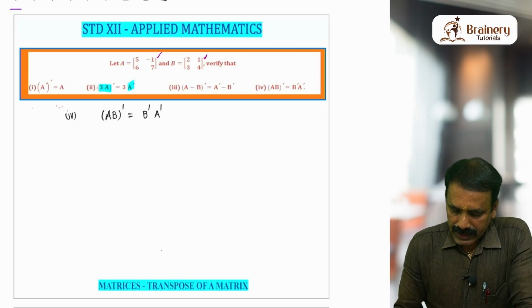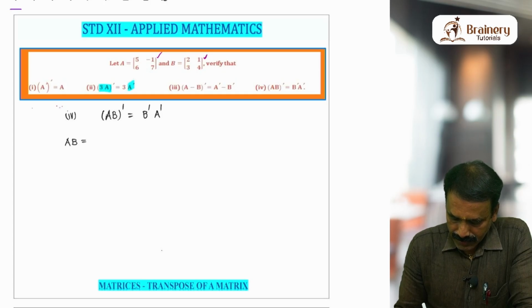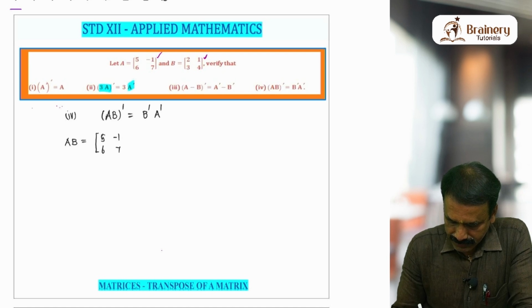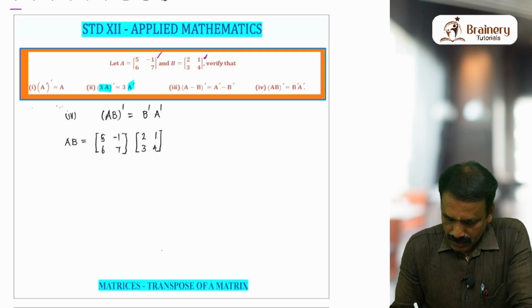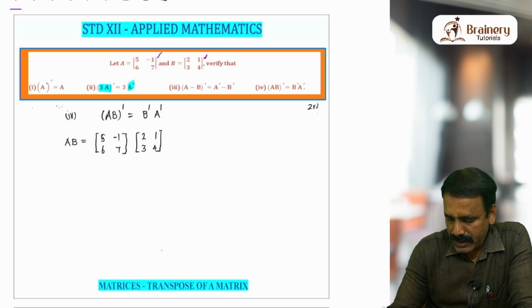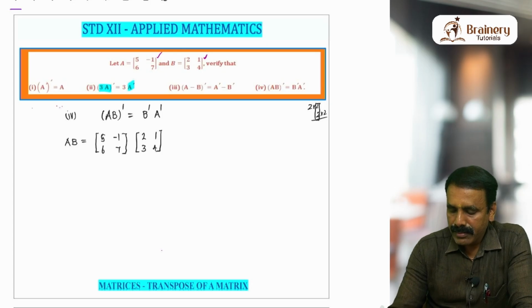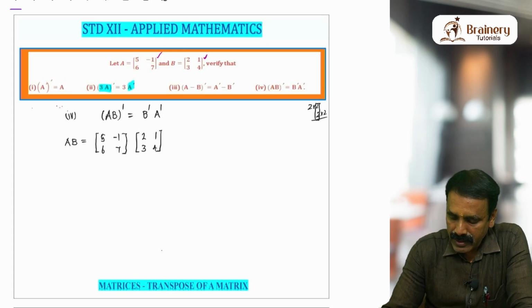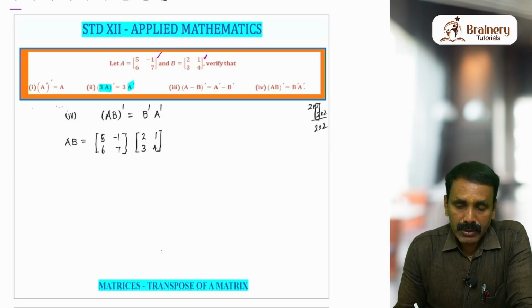First we start finding the value for AB. A into B. A matrix is 5, minus 1, 6, 7. B matrix is 2, 1, 3, 4. Both are of order 2 by 2. So A is a matrix of order 2 by 2. B is also a matrix of order 2 by 2. So the condition for performing matrix multiplication is satisfied. So the resultant matrix is also 2 by 2. So no problem. So how to multiply?